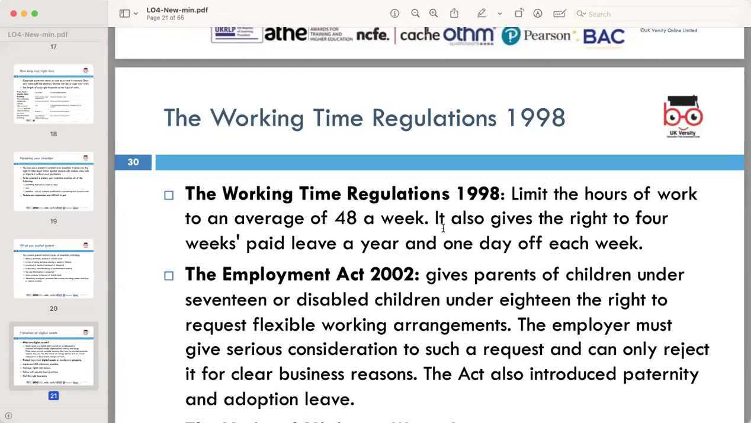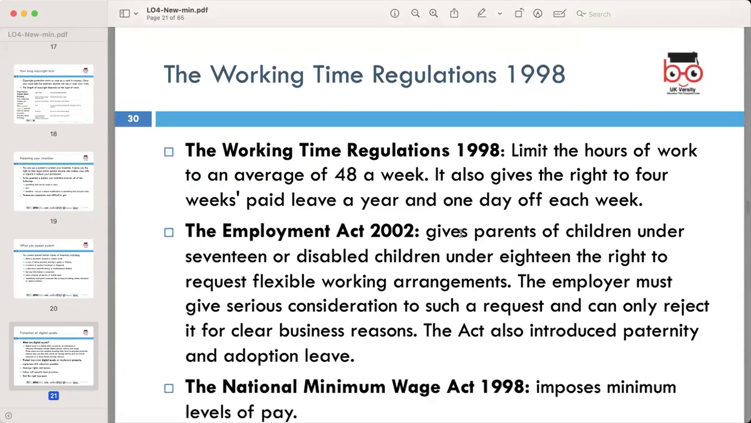grants parents of children under 17 or disabled children under 18 the right to request flexible working arrangements. Employers must seriously consider such requests and can only reject them for clear business reasons. This act introduces paternity and adoption leave.